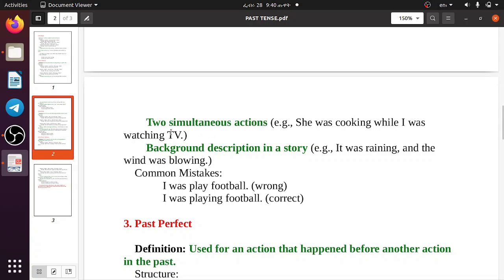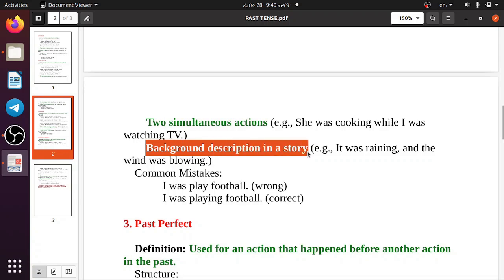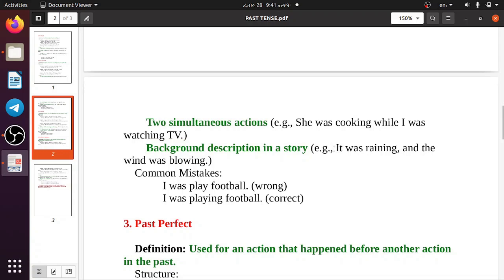The third one, background description in a story. For example, it was raining, and the wind was blowing. This is description in a story.